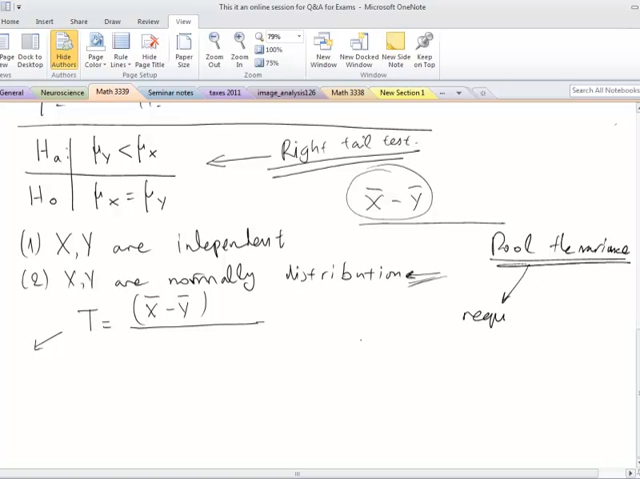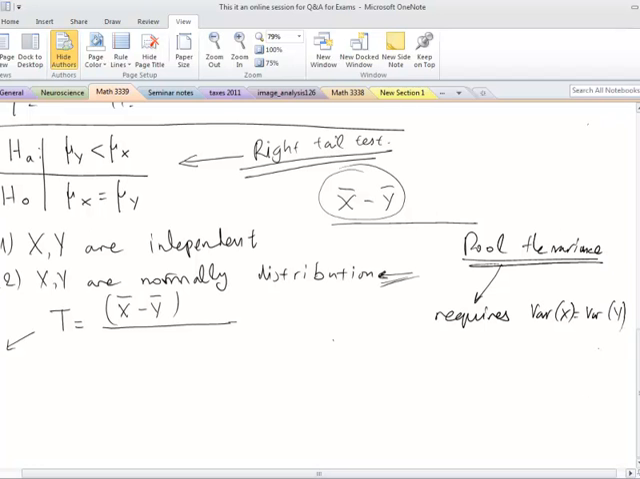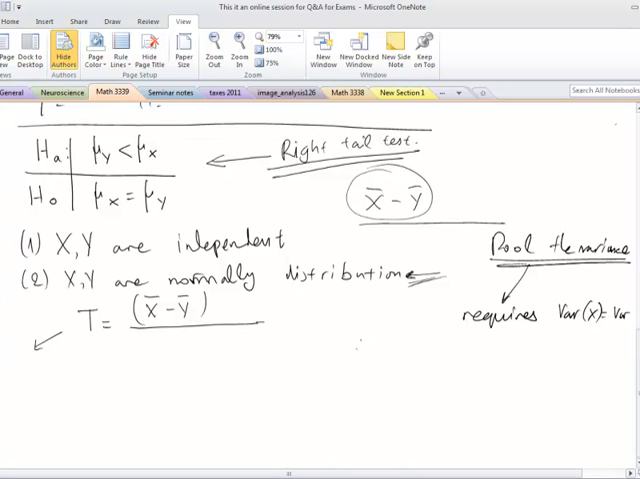So that requires variance of X equals variance of Y. And the other choice is to not pool the variance, not make the assumption actually, and then use the formula. I will show you the formula right now, but this is a little bit more complicated formula. I can show it to you. Just bear with me for a few seconds.